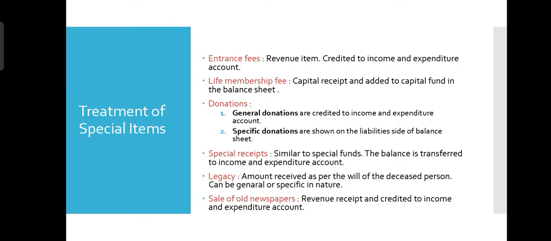Then the next item is legacy. Okay, legacy is the amount received as per the will of a deceased person. Like some rich people will write a huge amount, right, or will transfer a huge amount from their total assets in the name of a trust or any other organization. So such kind of receipt is known as legacy. Okay, students will have a doubt with relation to legacy, whether to treat it as a revenue receipt or as a capital receipt.